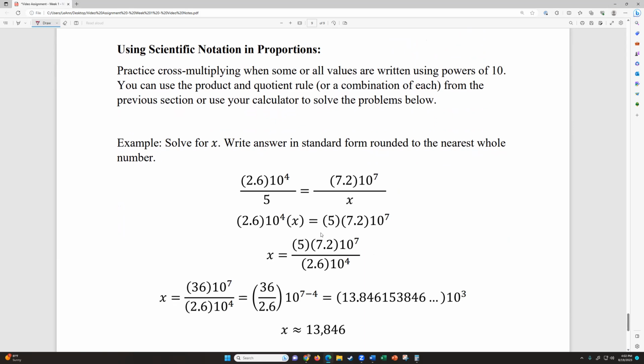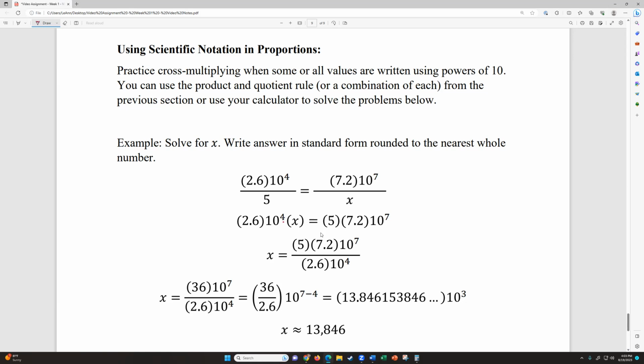So notice both of those are in scientific notation over X. If I cross multiply, I'd be doing 2.6 times 10 to the 4th times X, and 5 times 7.2 times 10 to the 7th. You'll notice I'm going to do these a little differently. I could work out these really large numbers, but I'd like to go ahead and solve for X. So I need to divide by this 2.6 times 10 to the 4th to get my X by itself.